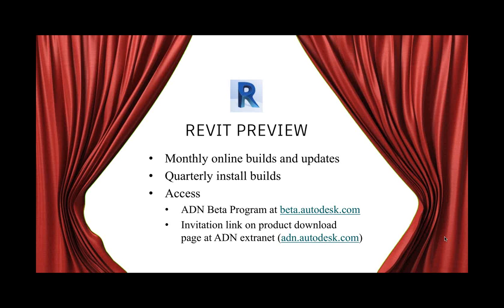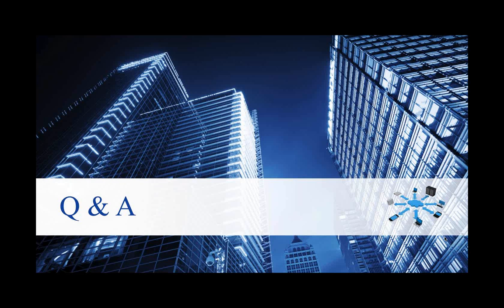To get access to the Revit Preview versions, please join the ADN Beta program at beta.autodesk.com. As an ADN member, you have an invitation link on the product download page at the ADN extranet at adn.autodesk.com to provide access to this beta site and get invited to join it. And that's it. Now we're ready for Q&A.